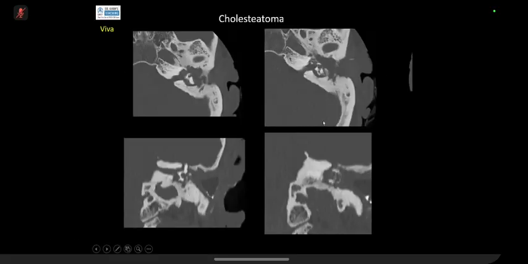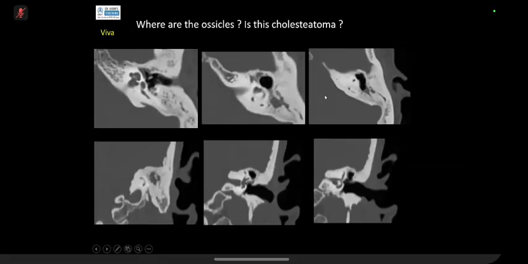Here is a big one where you can see that the internal ear is also completely destroyed. You don't see anything, cochlea, vestibule, etc. And actually, IAM is there, but it will take years and years for this thing to happen. So this is acute mastoiditis, acute otitis media and mastoiditis with destruction of the ossicles.